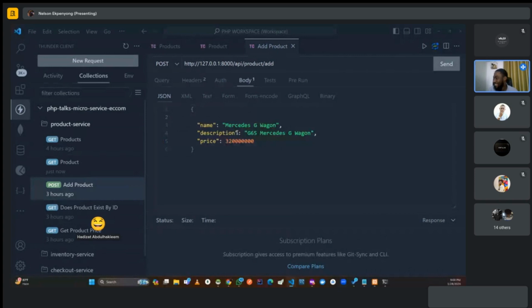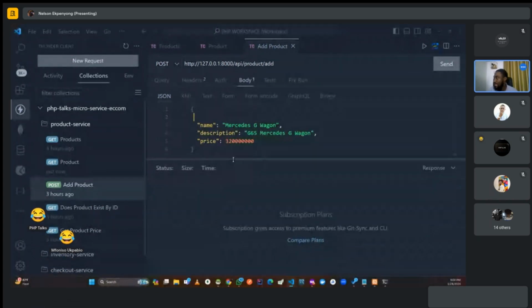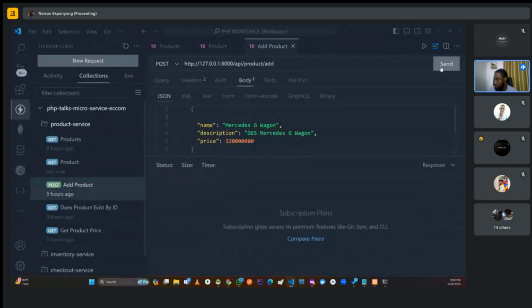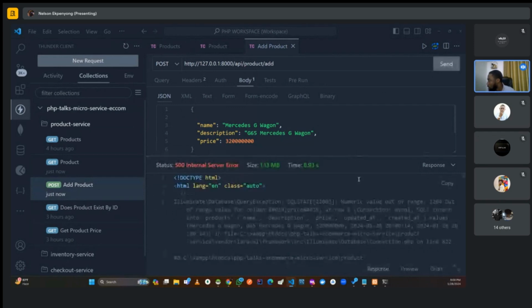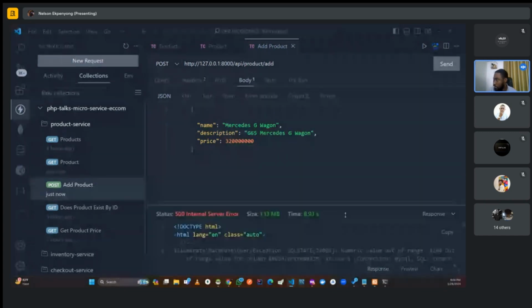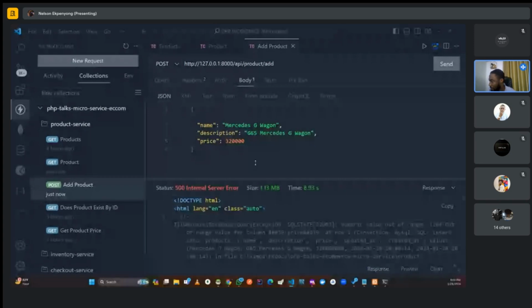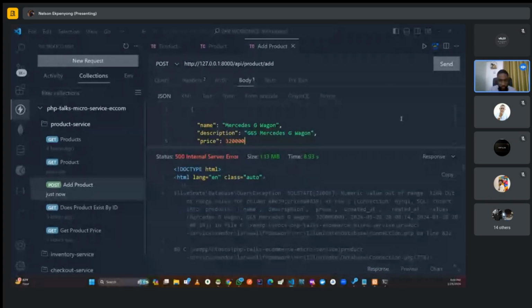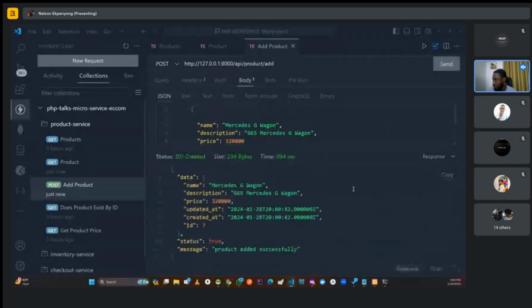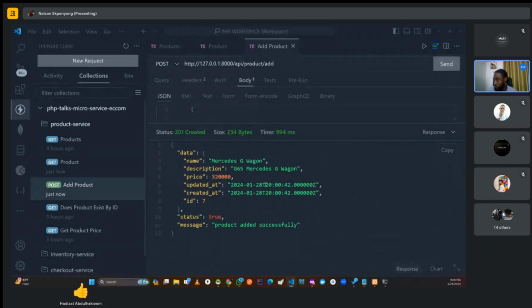All right. So let's add this price. Okay. Let's add this product. You ready? So ideally, numeric value out of range for column price. Let's do this. Remember, we've not done validation, we've not done any of those things, so we'll sort that out later on. Great. So we have our G-Wagon product added. Please confirm that we've been able to add a Mercedes G-Wagon, and it has an ID of 7.